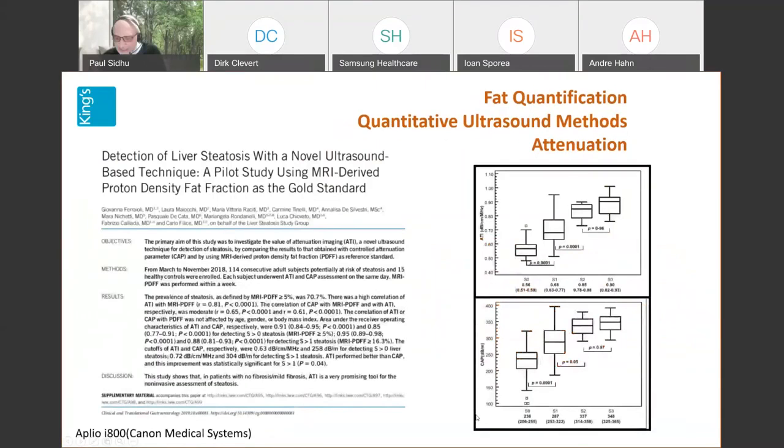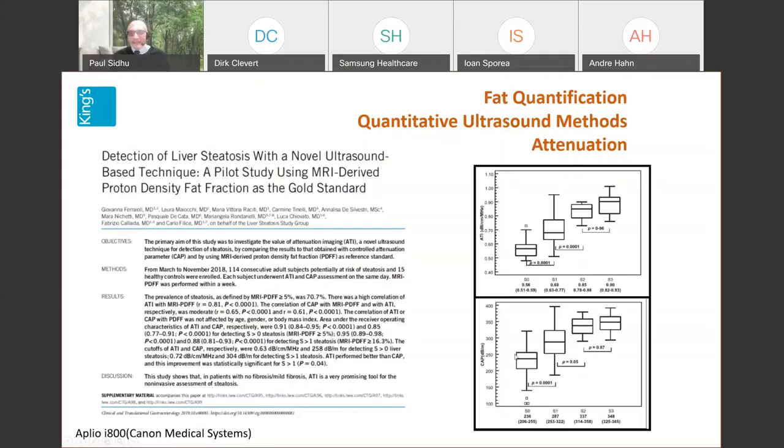I'm just going to use the last few minutes bringing to your attention some studies that are using this novel ultrasound-based technique of using attenuation values with an ultrasound machine against gold standards. This particular study from a group in Pavia in Italy, led by Giovanna Frioli, compared, as gold standard, the proton density fat fraction measurements. So it wasn't against biopsy, it wasn't against the absolute.